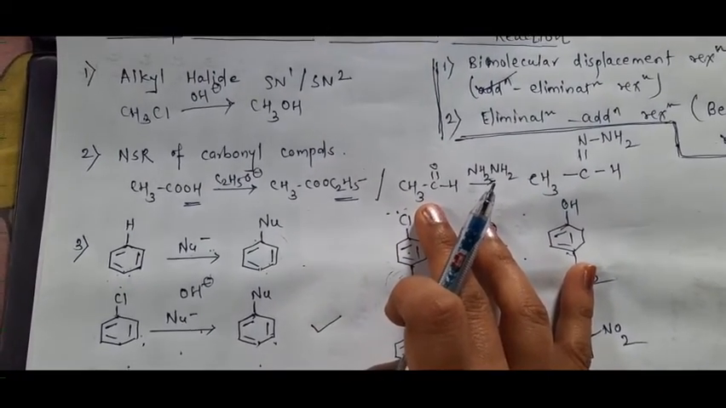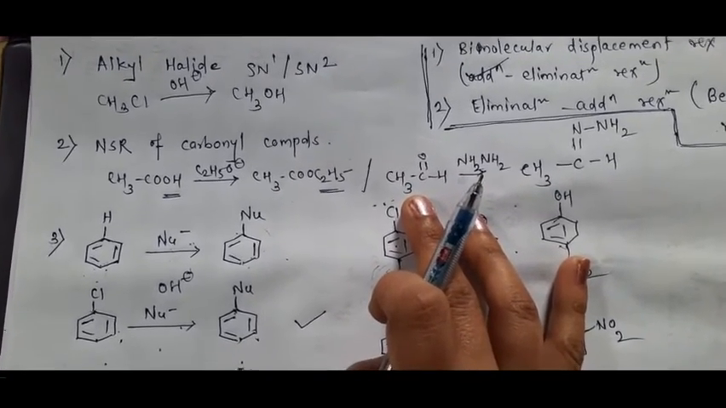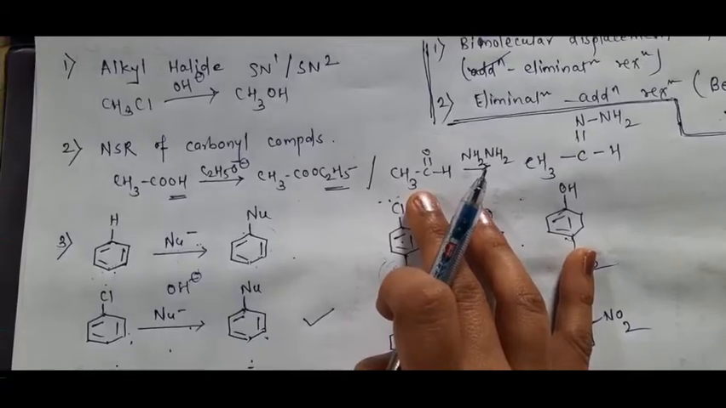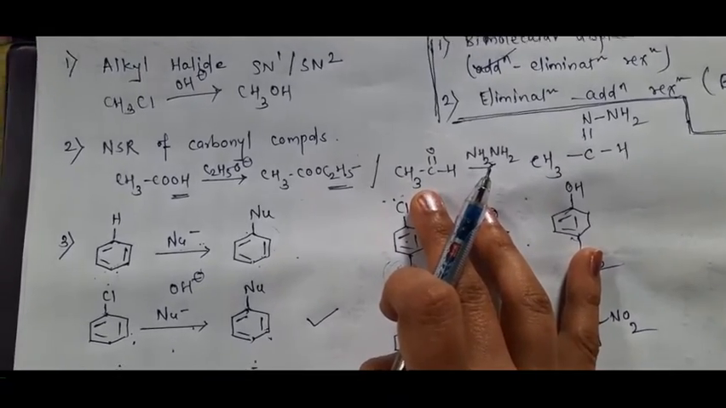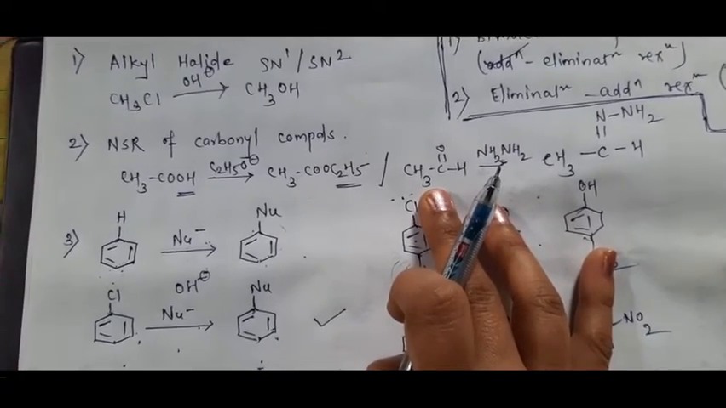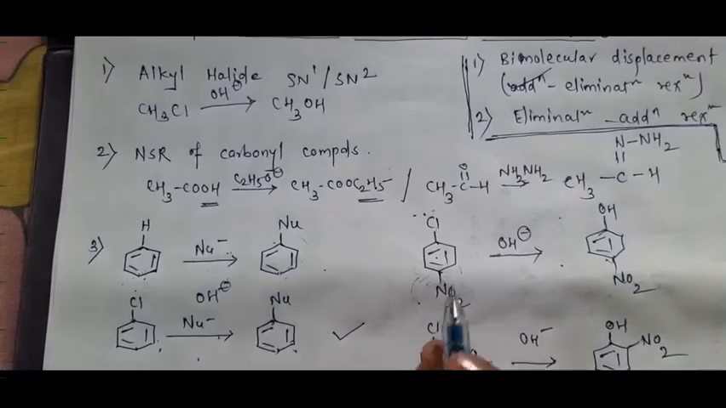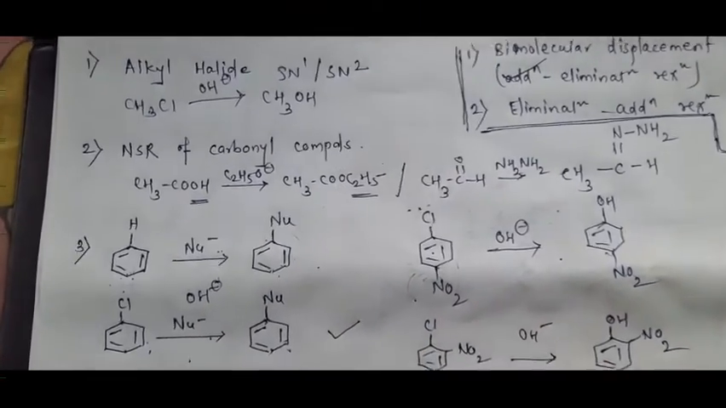Here all those scopes are absolutely nil, and thus the SN2 mechanism is not possible. What about the SN1 mechanism? In the case of SN1, you all know that it is a two-step mechanism, and in the first step you have the formation of a carbocation. I hope you remember this.